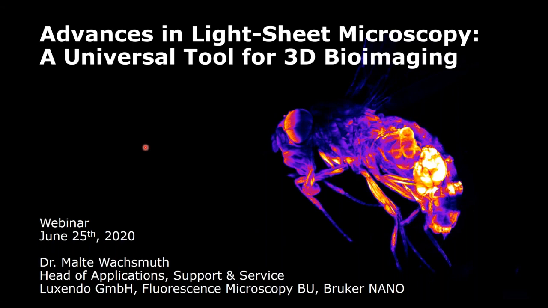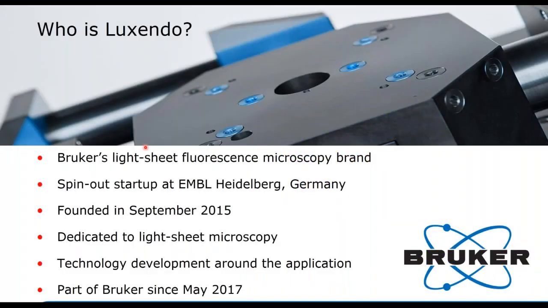And in the next couple of minutes, I would like to walk you through the concept of light sheet microscopy and give you an overview of our product portfolio, with which we try to cover a very broad range of applications. Who are we? Laxendo, we are the light sheet fluorescence microscopy brand of Bruker's Fluorescence Microscopy Group. We started as a spin-out from EMBL in Heidelberg, Germany in 2015, completely dedicated to light sheet microscopy. What we're doing is we're developing technology really around the application. And we joined Bruker, the Bruker Fluorescence Microscopy business unit, in May 2017.